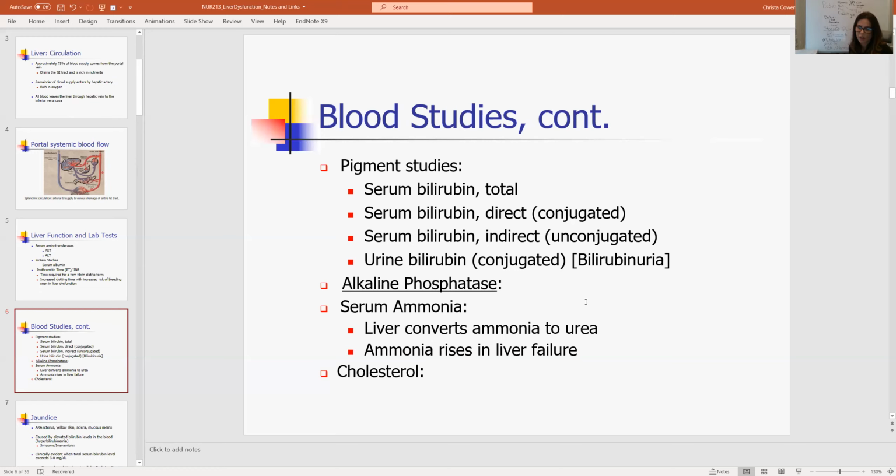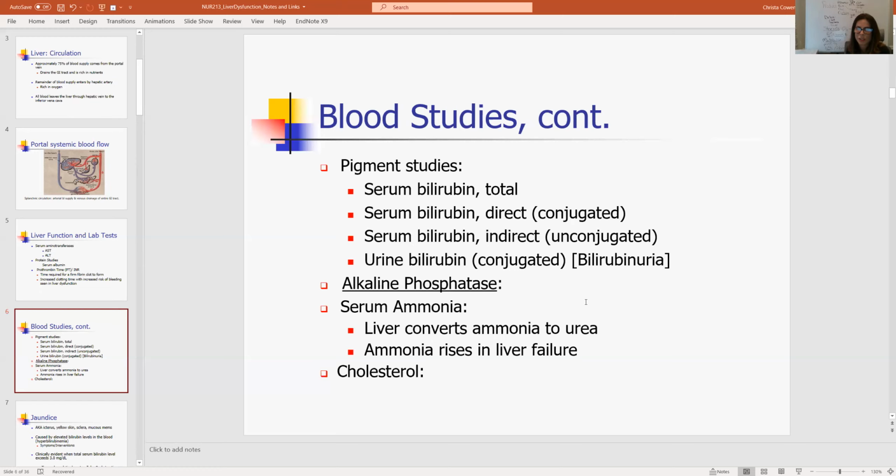All right, alkaline phosphatase. I will draw that out for you in a minute. Our normal alkaline phosphatase is 0 to 90. We will talk about that in detail. Let's go through the other ones first. Serum ammonia, the normal level for you guys is going to be 15 to 45.